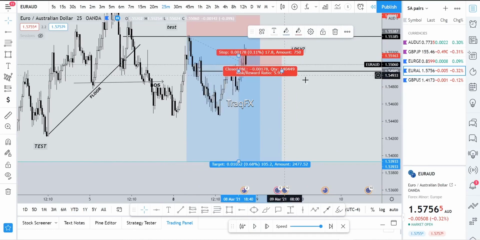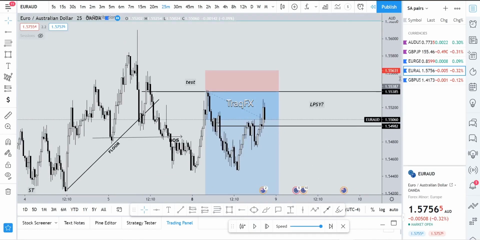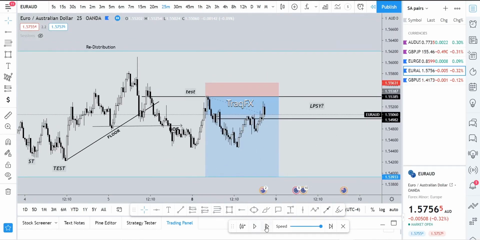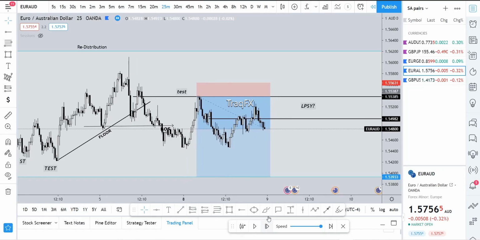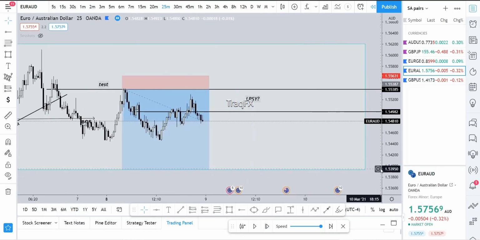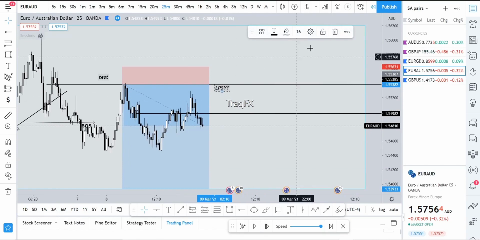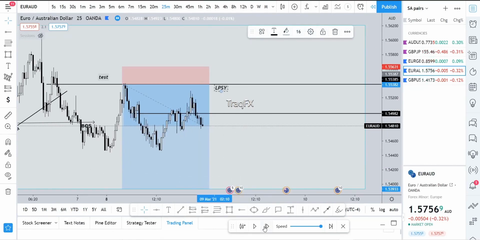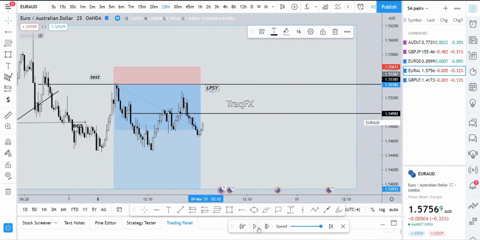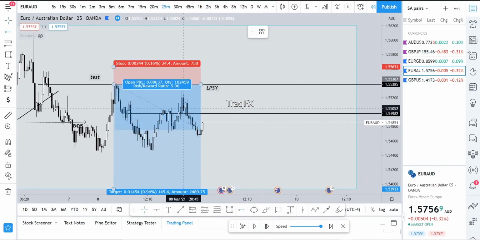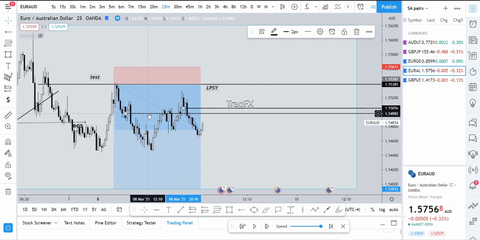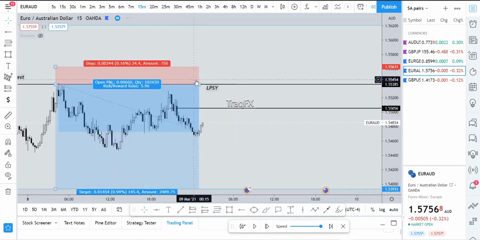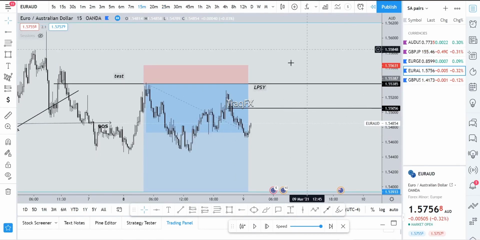However, that doesn't mean that it's not a valid area to look for entries. Let's see what price does. If we have a breaker structure, this could be our LPSY right here. If we're risking 1%, we're only down 1%. Price breaks below, we can target this institutional candle right now. If we're doing this quickly, see price has expanded. Now it's looking to retrace.